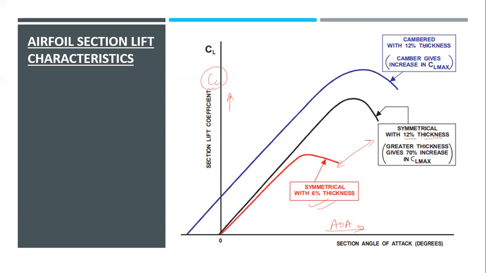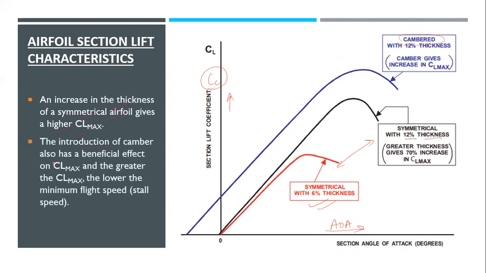Okay. Of course, we all know that with cambered wings, which are asymmetrical wings, we already have a lot of CL. So in comparison with symmetrical and asymmetrical, we have better lifting capacities in the asymmetrical type. So an increase in thickness of a symmetrical airfoil gives higher CL max. Okay. Introduction of camber also has a beneficial effect on CL max, and the greater the CL max, the lower the minimum flight speed. You already understood this. Okay.